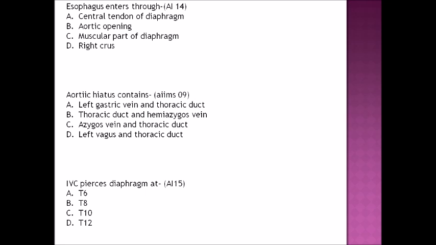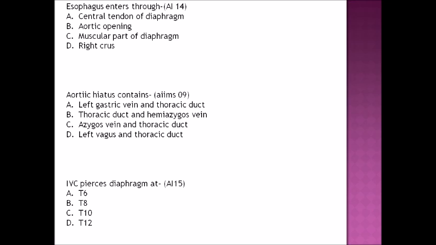Now let's see the different questions asked in the entrance examination for postgraduation. The first question is: esophagus enters through. I said E stands for esophagus, E is ego, and ego is a very strong, muscular part. So it opens through the muscular part of the diaphragm, that is C.